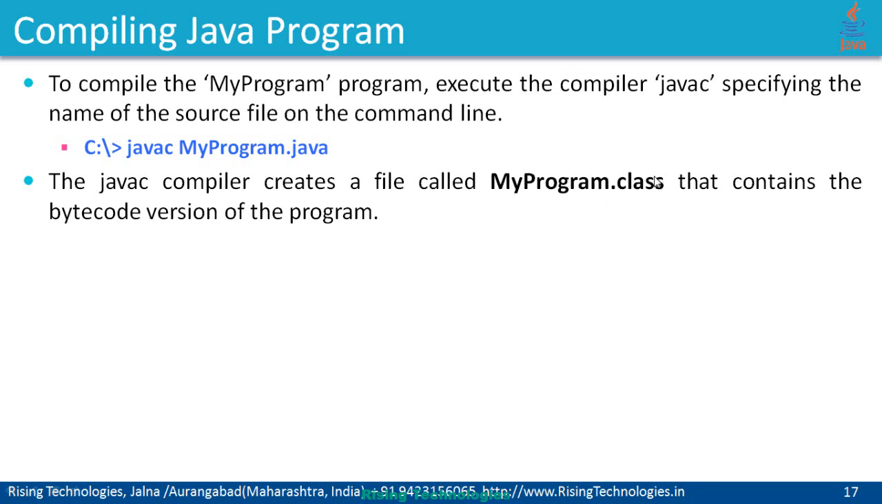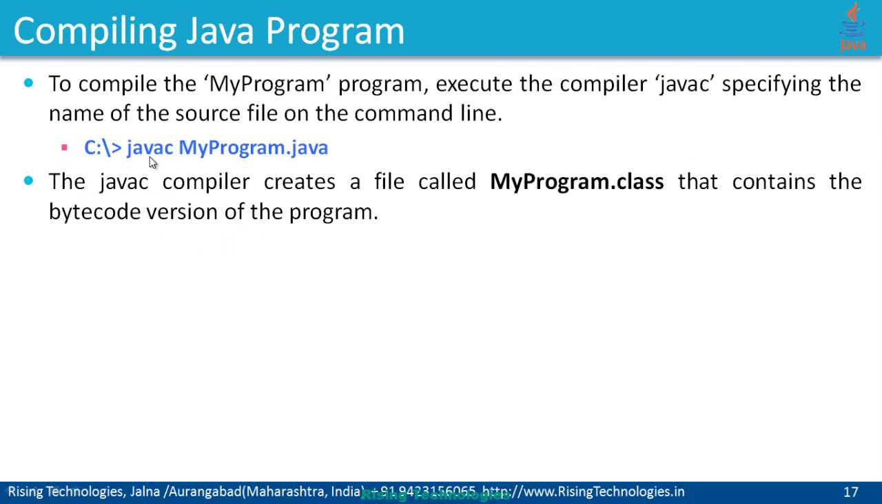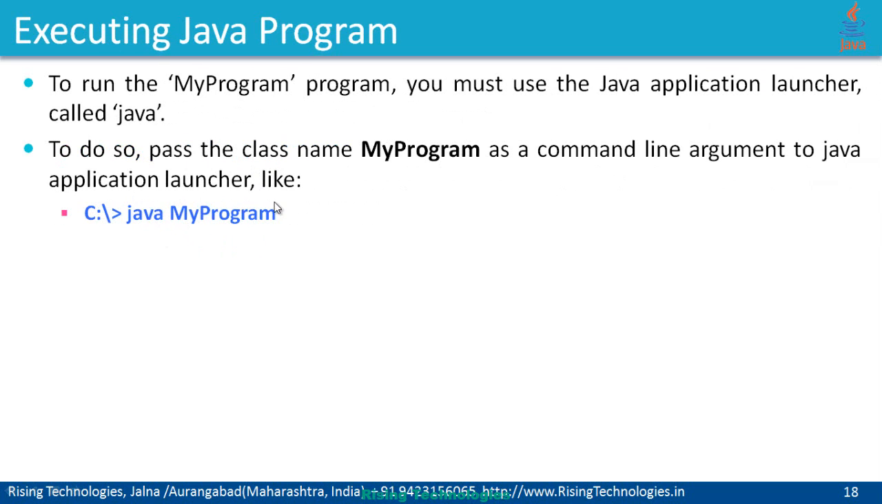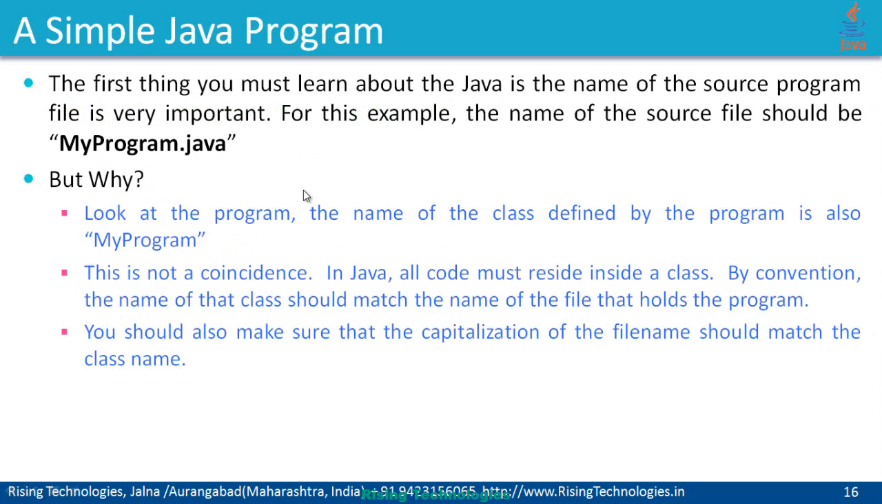And once you successfully compile your program, if you want to run it, you need to invoke this executable that is called Java. This is called the Java application launcher. Just specify Java and the name of your class. Remember, in front of javac you need to provide the name of your source file, but in front of Java you need to specify the name of your class. So the name of our class is myprogram, but the name of our source file is myprogram.java.